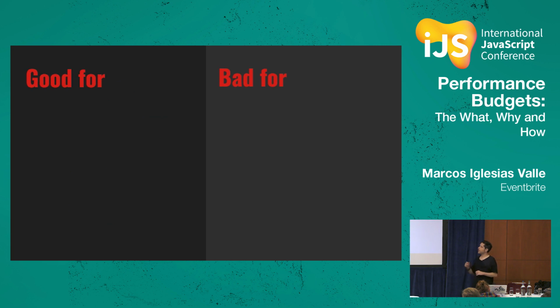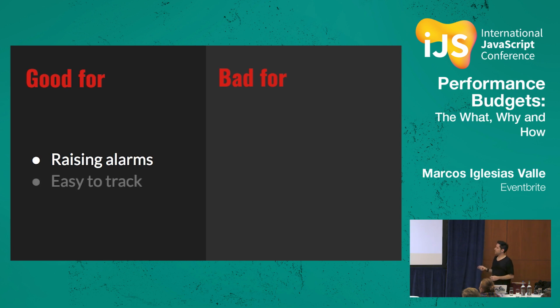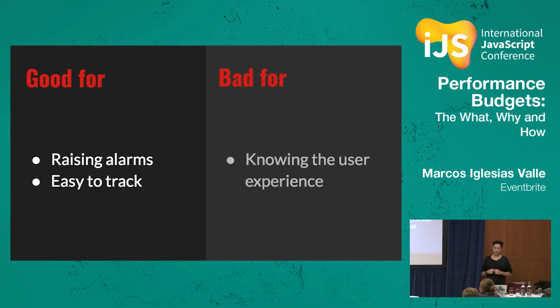So when we analyze what they are good or bad for, they're great for raising alarms about the site performance. So for example, something like, hey, we are downloading 2 megs of JavaScript, or if it's 3 or 10, it is easy to make a slogan from that. And they're also easy to track. However, they're not telling you anything about the user perceived performance, which is the aspect that you really need to care about.